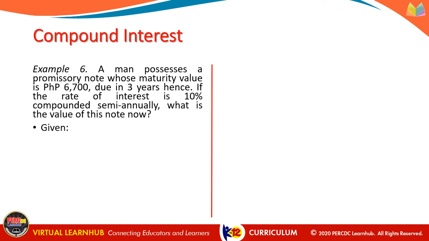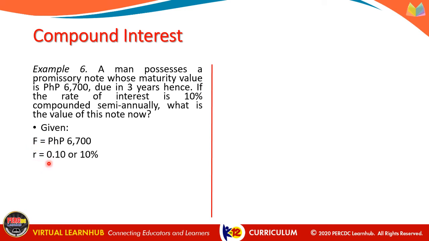What are the given? We have future value F, 6,700 pesos. Okay. It says here 6,700 due in 3 years. Okay. So this is not the present value. Okay. This is in the future. That's future value F. Okay.